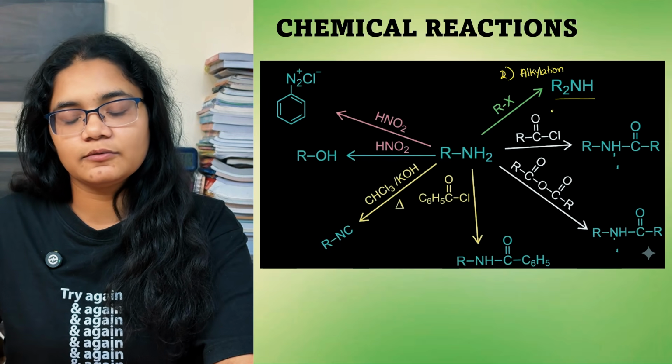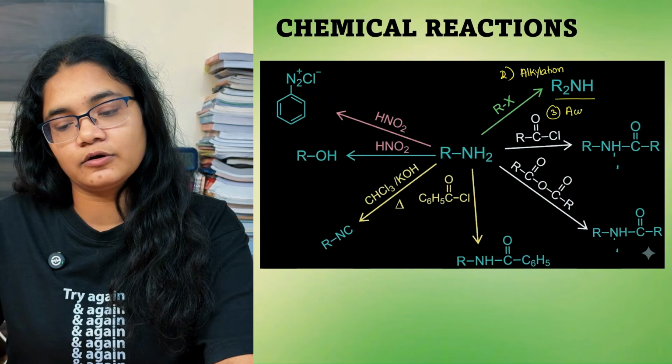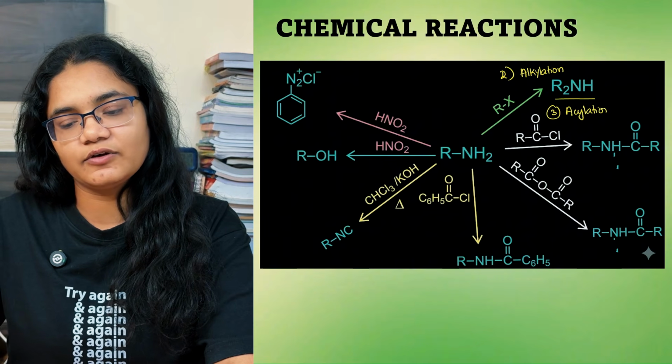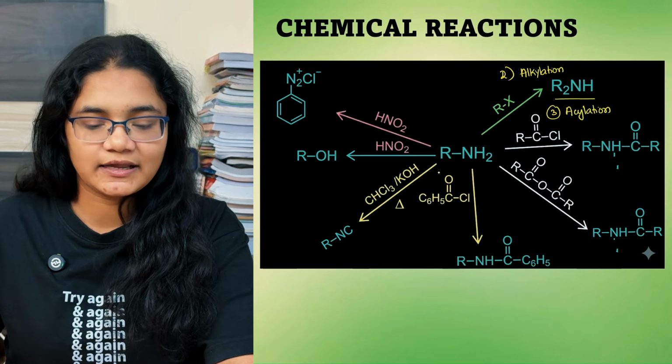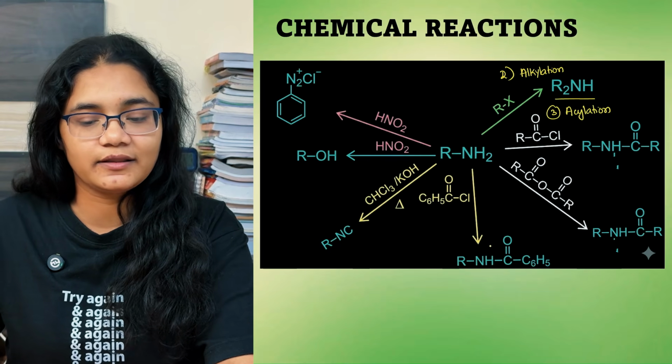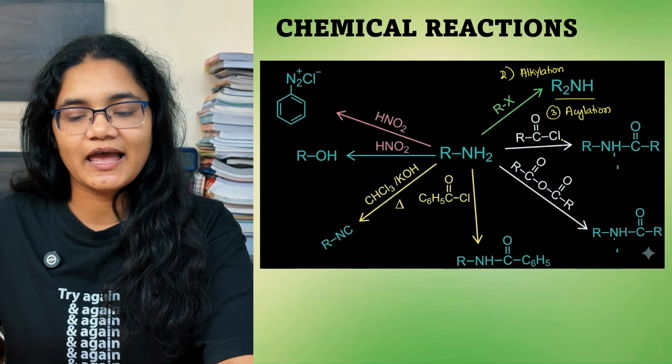Okay. Next reaction is acylation. For acylation, you can treat it with acid chlorides or acid anhydrides. And if you treat it with benzoyl chloride, then it is benzoylation. So we have this acylation.